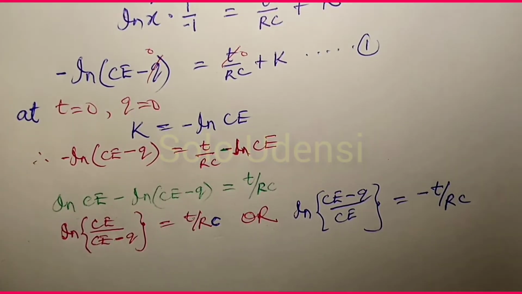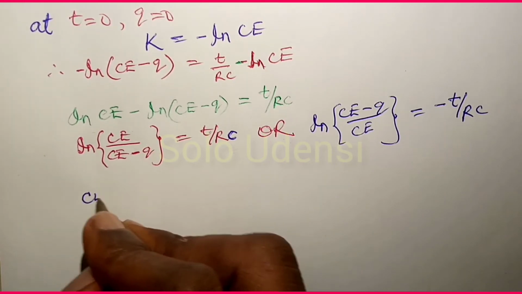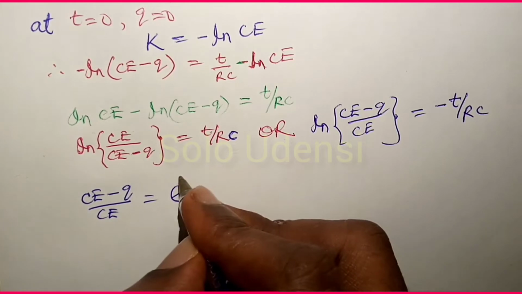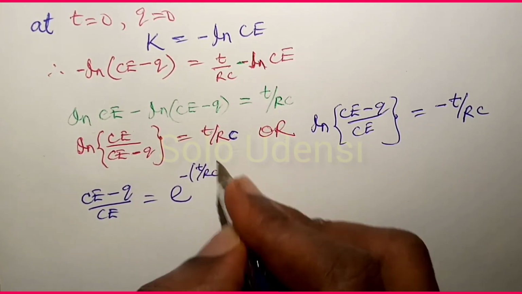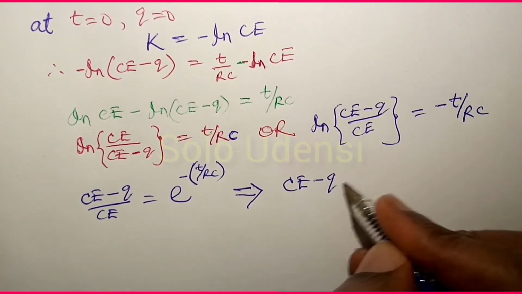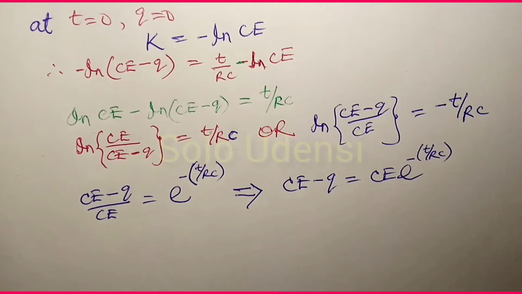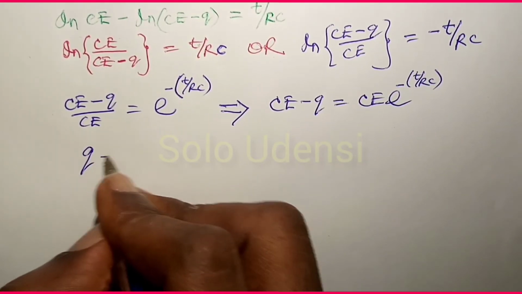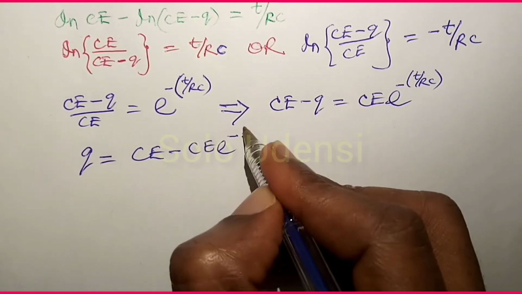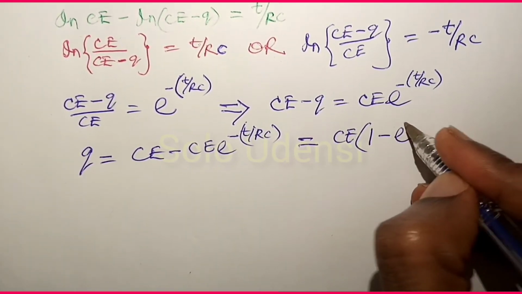So that from here, we have that CE minus Q over CE is equal to exponential minus t over RC. This one comes here, it becomes exponential. And this implies that CE minus Q is equal to CE exponential minus t over RC. If we arrange this equation, we get Q is equal to CE minus CE exponential minus t over RC, or simply CE into 1 minus exponential minus t over RC.